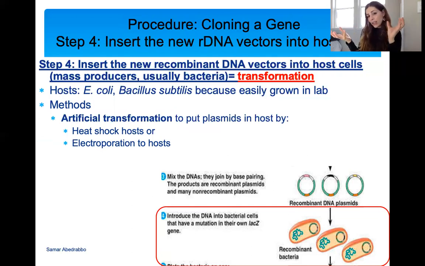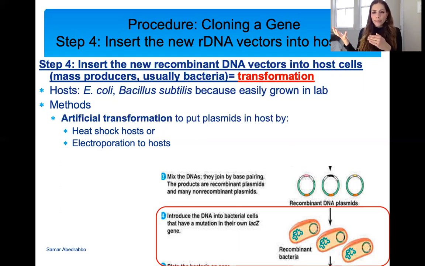You have your DNA that you made, your recombinant DNA, and let's say your bacteria, and you want to get this DNA in the bacteria, so you have to figure out a way to get that plasmid in. The way we do this is through transformation, specifically artificial transformation because it's being done in lab to put the plasmid in the host. You need to take the bacteria and somehow compromise its cell membrane and cell wall so that it can take up the DNA, but you don't want to kill the bacteria.